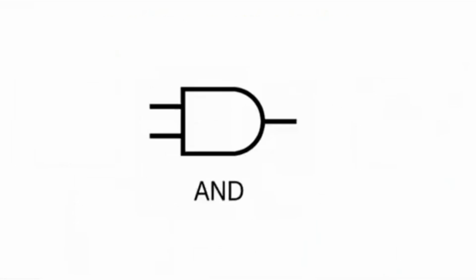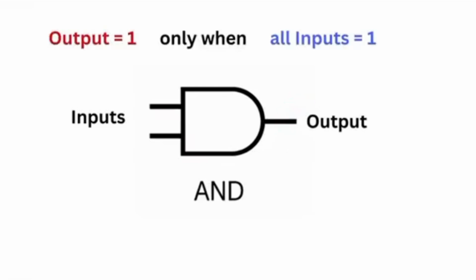Let us start with the AND gate. Our AND gate has two or more inputs and one output. The rule of AND gate is very simple. The output will be 1 only if all inputs are 1. If even one input is 0, the output becomes 0.